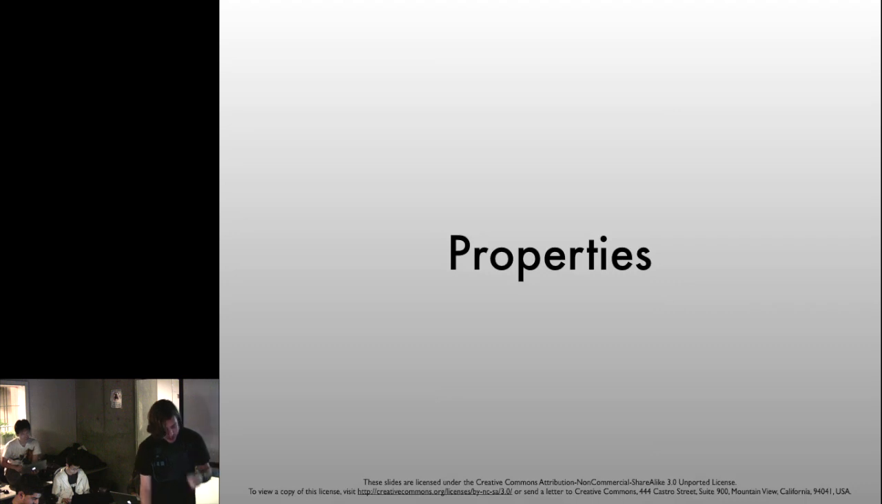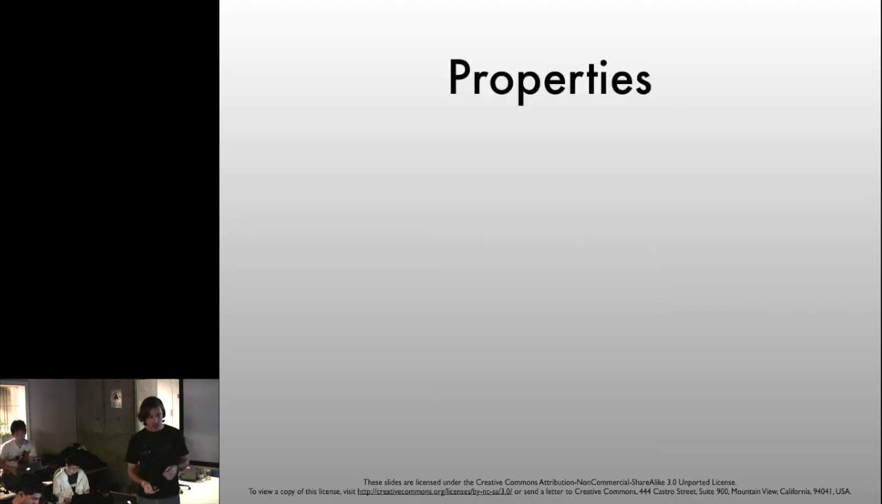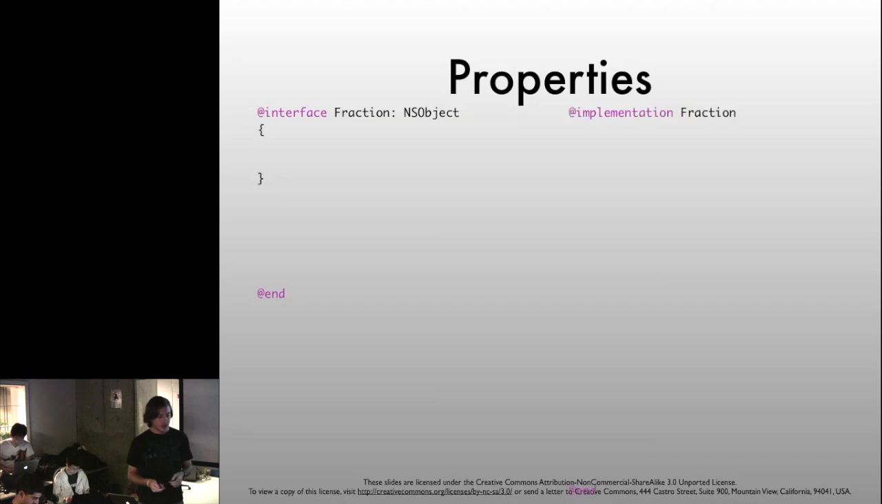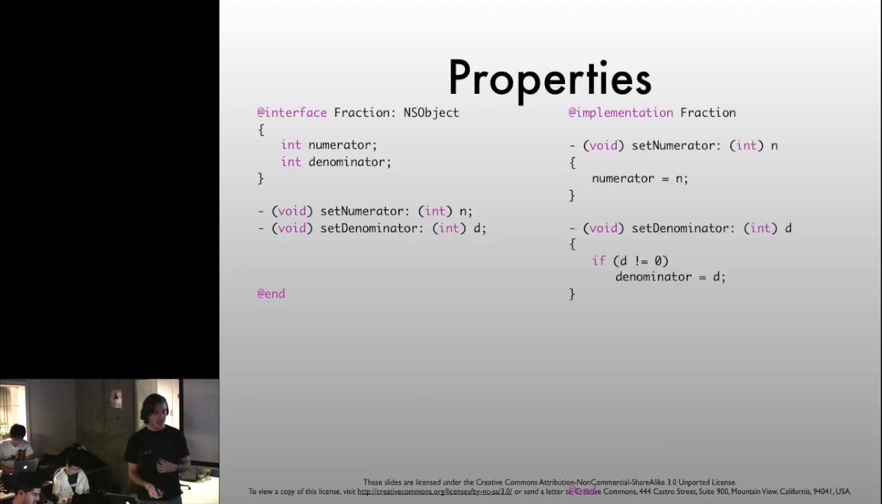All right, so the next thing that we're going to talk about is something called properties. First I'm going to motivate what properties are. So again, let's go back to our fraction class. Our header is probably going to look something like this. We have a numerator and denominator, and we have two methods to set it, and they look something like this.